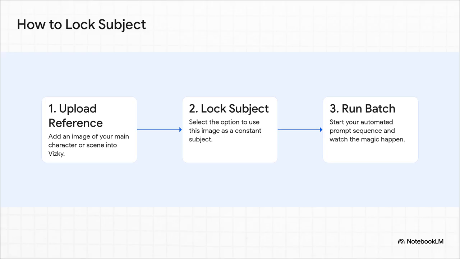So, how do you actually do this? It's easy. Inside Visky, before you start your big automated run, you're just going to upload a reference picture of your character. Then you'll see an option to lock that image as the subject. You click that. After that, it's business as usual. Paste in all your prompts, hit start, and let it run. The AI will now keep that character looking exactly the same through the whole batch.